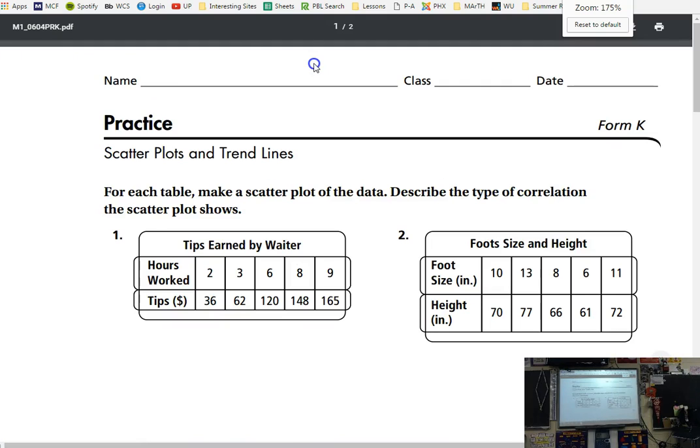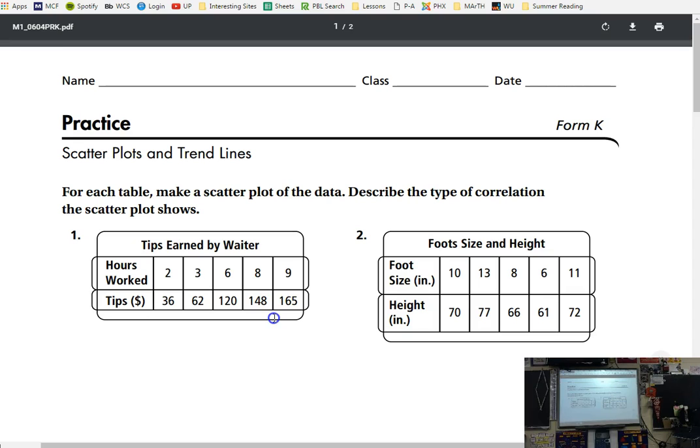6-4. Scatter plots and trend lines. 8. I just had it. It's just like a general question.